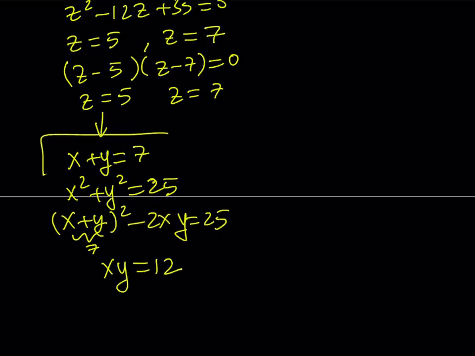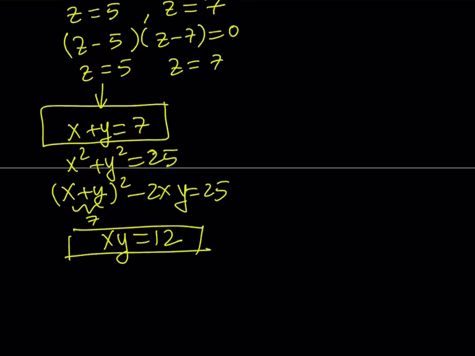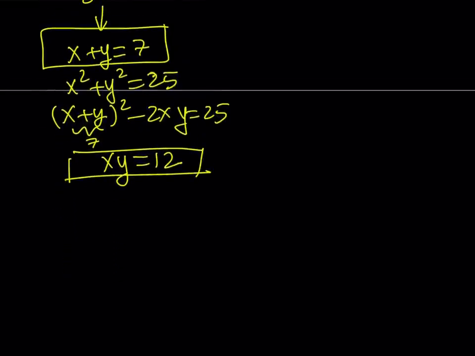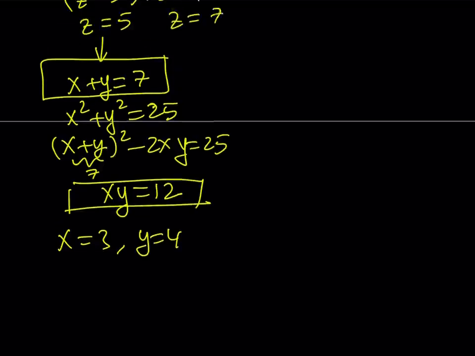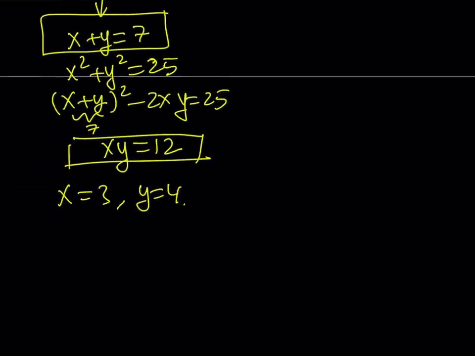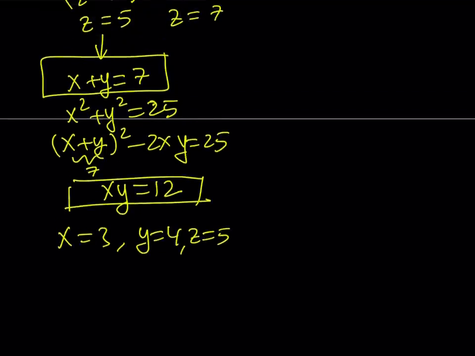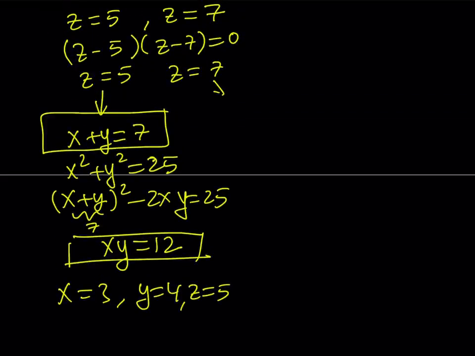So we got now two equations for x and y. We're looking for two numbers whose sum is 7 and whose product is 12. And those numbers are 3 and 4. So we can safely say that our ordered triples are going to be, or maybe I can just write it as x equals 3, y equals 4, and obviously here z equals 5. That's one way to write it. At the end, I'm going to write them all as ordered triples. And then let's go ahead and proceed with the result z equals 7, and see what happens from there.